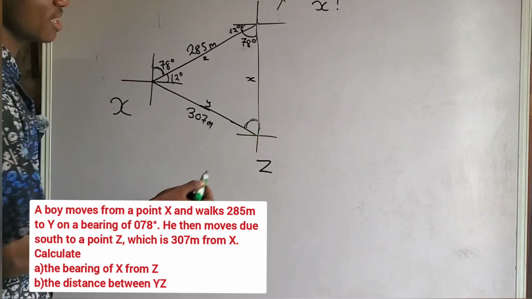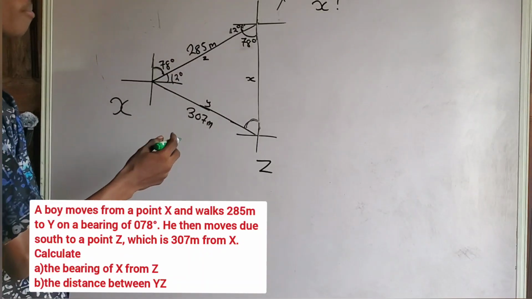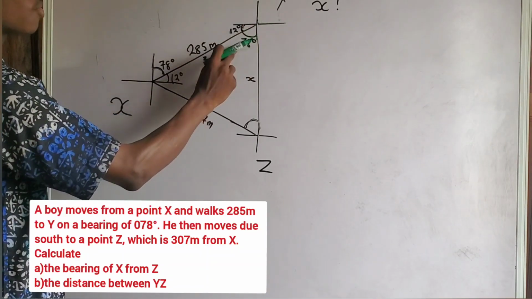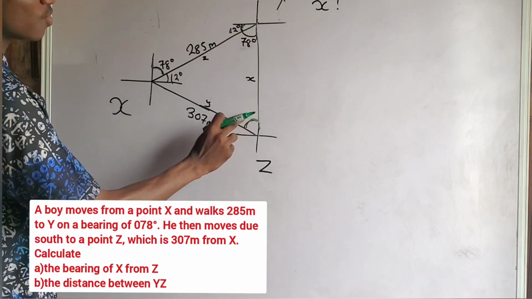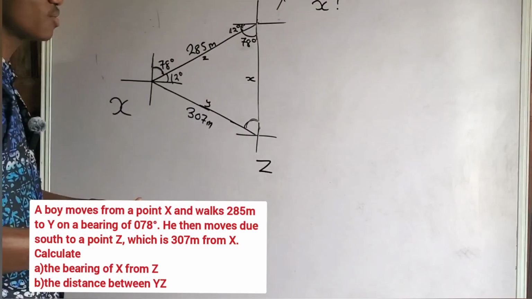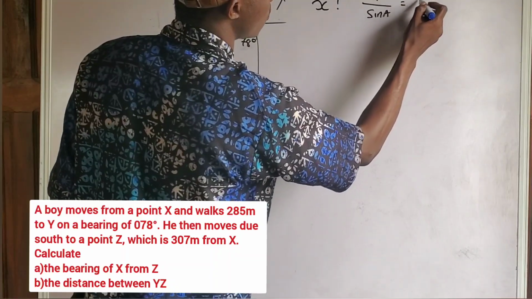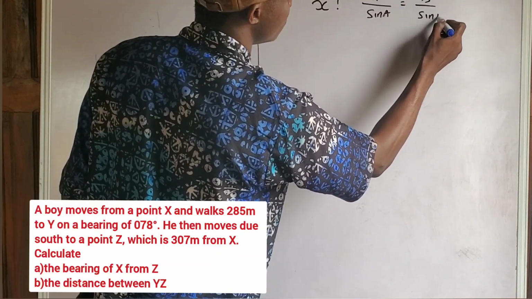Okay, now I want to use the sine rule to find this angle Z. This angle is angle Z. To do that, I'm going to combine this side, this angle, and this side, and this angle. With respect to what we have here, the sine rule is a over sine A equals b over sine B.